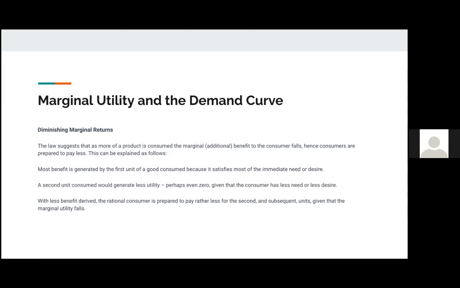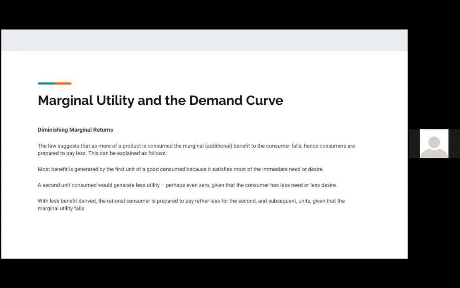If you eat another plate of rice, it would probably generate less utility, sometimes maybe even 0 utility, because you may not actually need or desire that additional plate of rice. So the fact that you're deriving less benefit, less utility, means the marginal utility keeps decreasing. That shows that the rational consumer is prepared to pay less for the second and subsequent units, given that your marginal utility will fall. So let's say you are very hungry and you really needed to eat, and you got a plate of jollof rice with chicken, dodo, salad, everything's on there. And they tell you that plate is 8,000 naira.